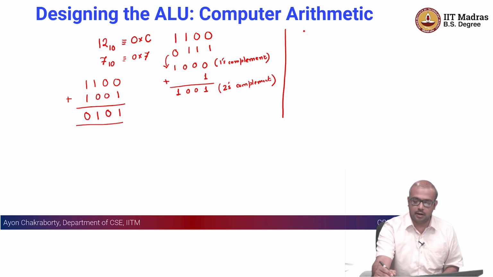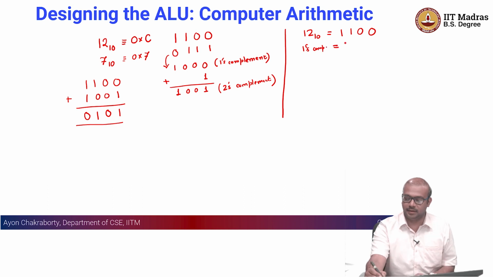12 is 1100. We want to find out the 2's complement. So, the 1's complement is 0 0 1 1. So, the 2's complement is equal to the 1's complement plus 1.